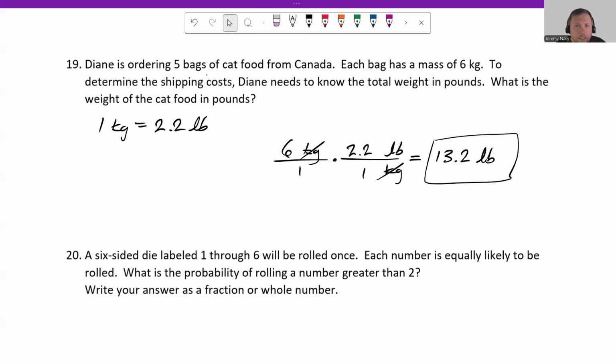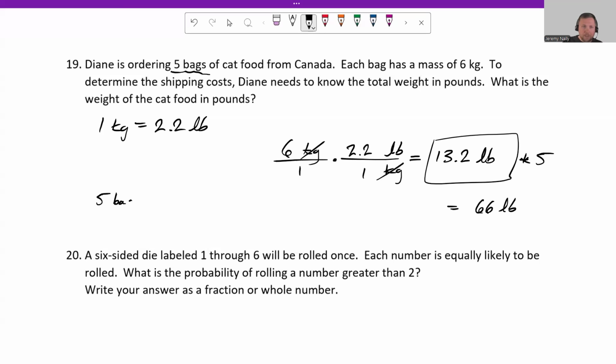Oh, wait a second. That's just, what is the weight of the cat? I forgot she's ordering 5 bags. Oh no, right? So we can just take this times 5. So I get 66 pounds. All right, that's not my favorite.